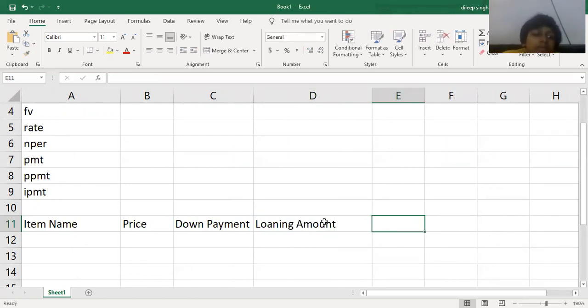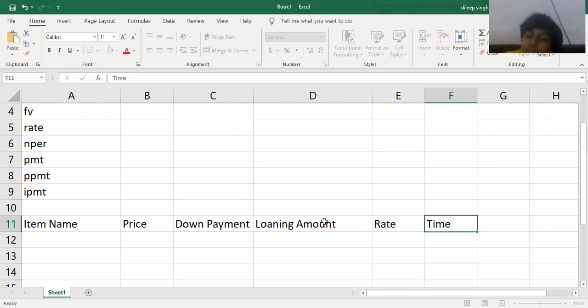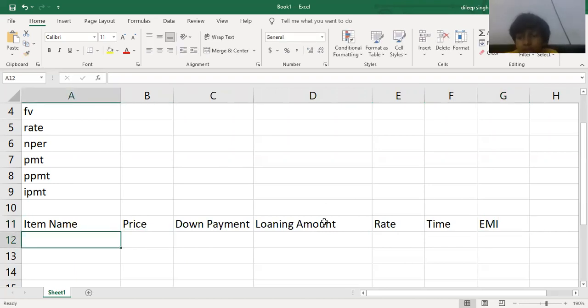And after that, what is the rate of interest? We talk about the rate of interest, and that is the next, the time duration. And the last one is EMI. EMI stands for equated monthly installment.